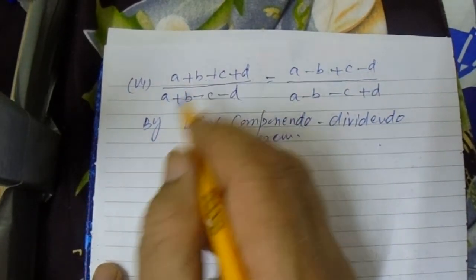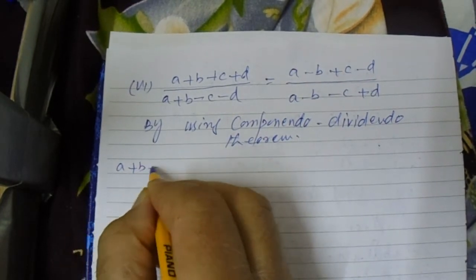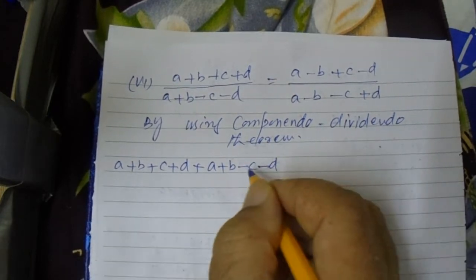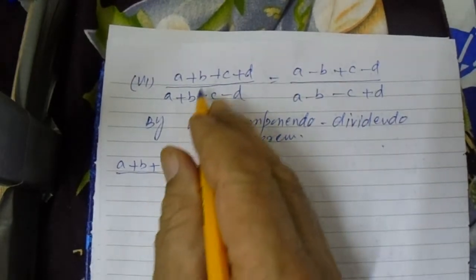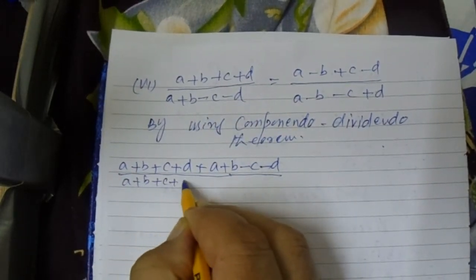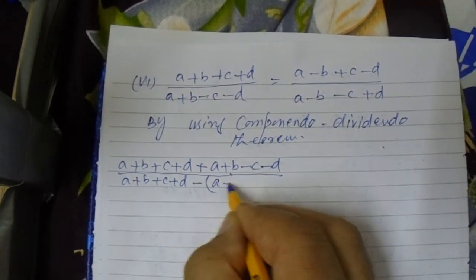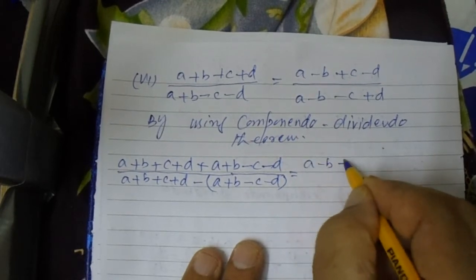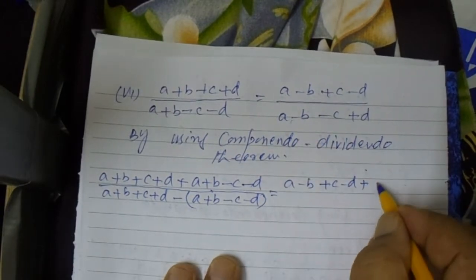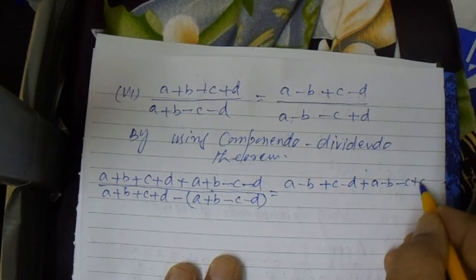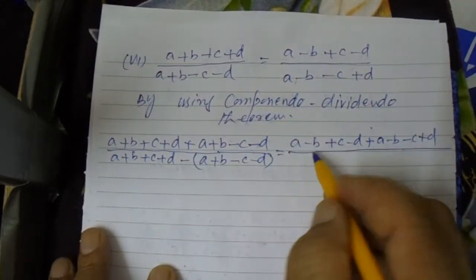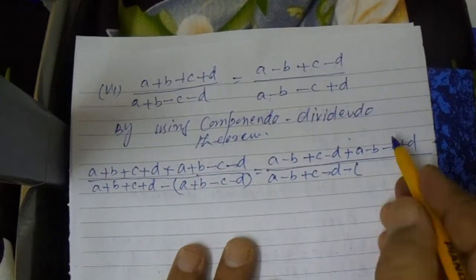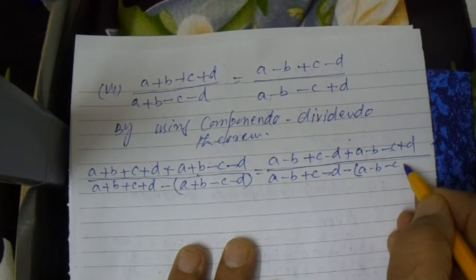Now we write by using this, here A plus B plus C plus D over A plus B minus C minus D. Applying this minus this, A plus B plus C plus D minus A plus B minus C minus D, is equal to, on this side, A minus B plus C minus D plus A minus B minus C plus D. We write all these in brackets, A minus B minus C and plus D.